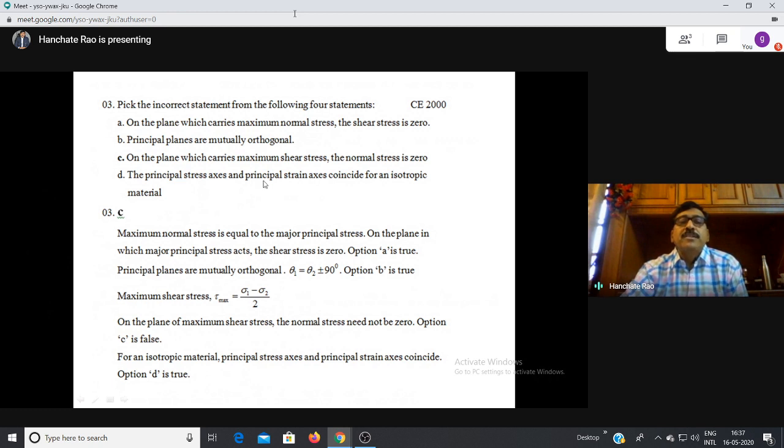What is D? The principal stress axes and principal strain axes coincide for an isotropic material. Yeah, correct. Principal stress axis and principal strain axis are the same. They are not different for an isotropic material. An isotropic material is a material which has the same properties in all the directions. So for an isotropic material, the principal stress axis and strain axis are the same. There is no difference. So C is the incorrect statement.